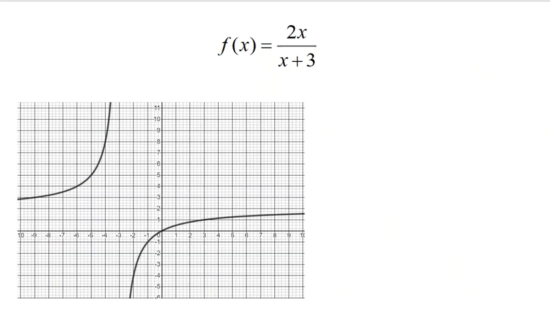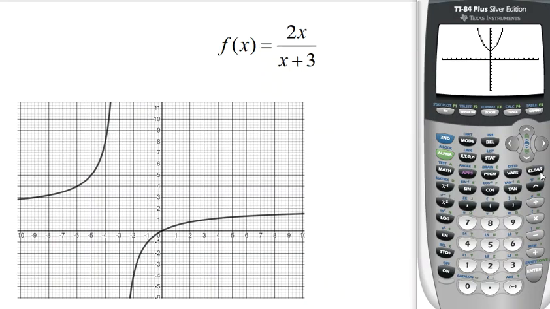Here's an example of that. I'm going to use my calculator again to show you guys this. It's pretty obvious, but I'll show you guys. So let's type this in first. We're going to do 2x divided by, and then don't forget we have to use parentheses for the denominator, x plus 3. Okay, so let's go and exit out of here.